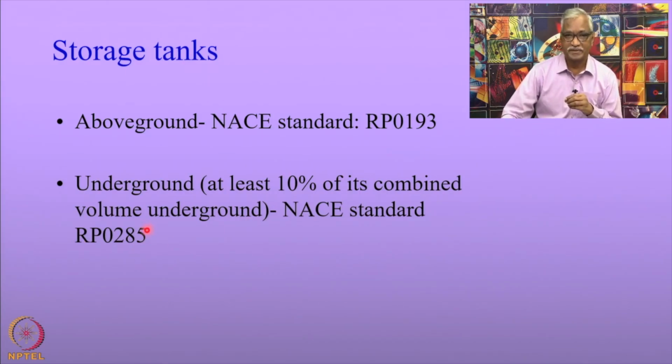the underground storage tanks. The nitty-gritty details of the cathodic protection as applicable to these tanks can be seen in these standards. What we will be looking at here are the general principles, the concepts behind the cathodic protection of these two types of storage tanks. At the outset, we need to distinguish what makes the underground tank different from the above ground tank in terms of the definition. Those tanks which are buried at least about 10% of their combined volume underground are called underground storage tanks.